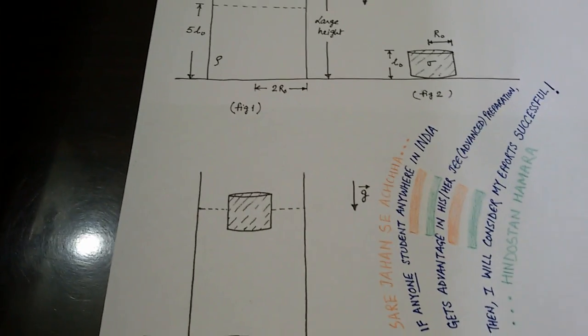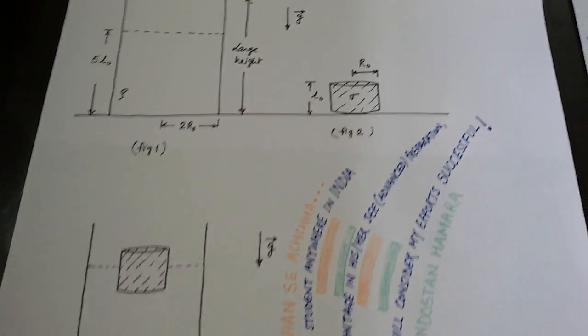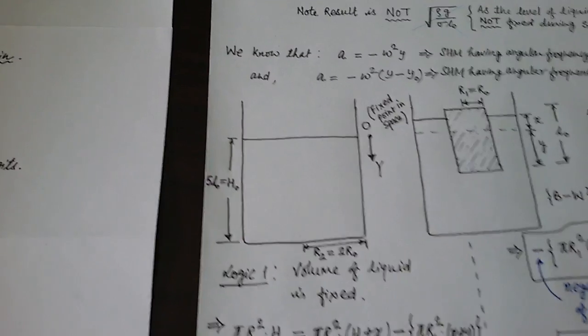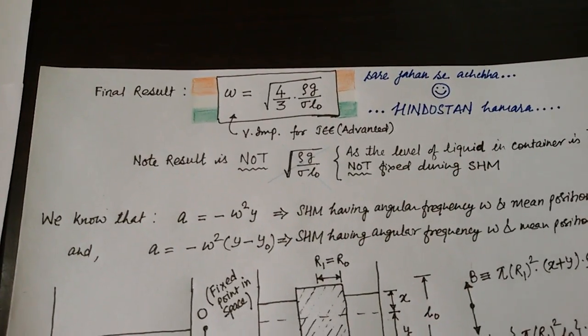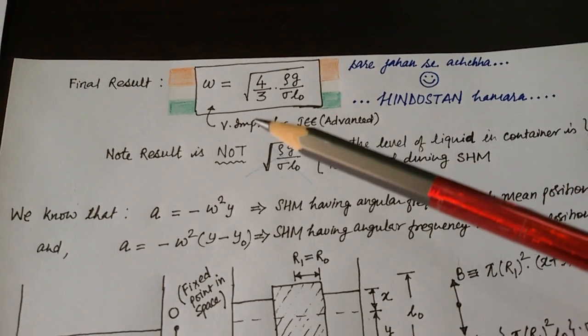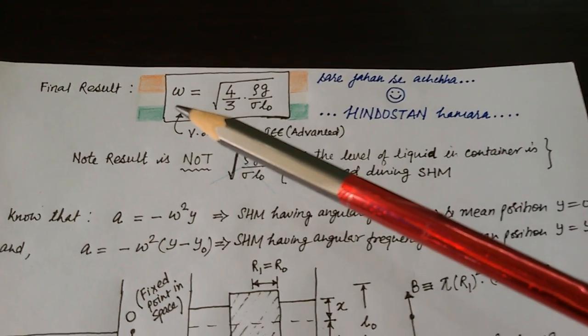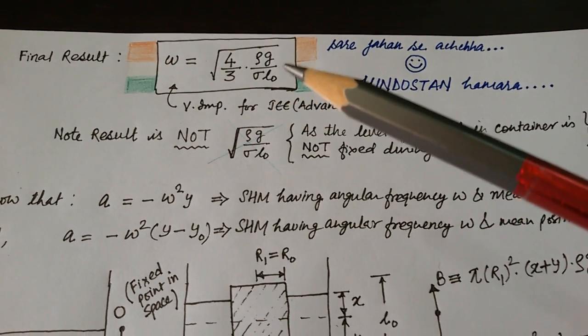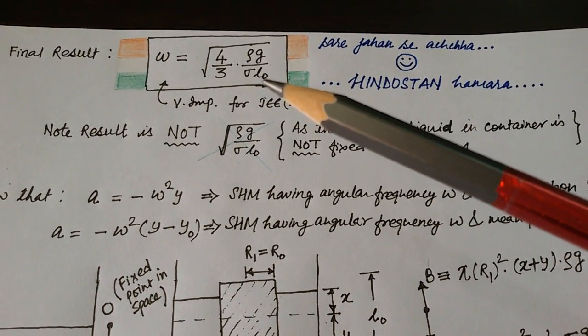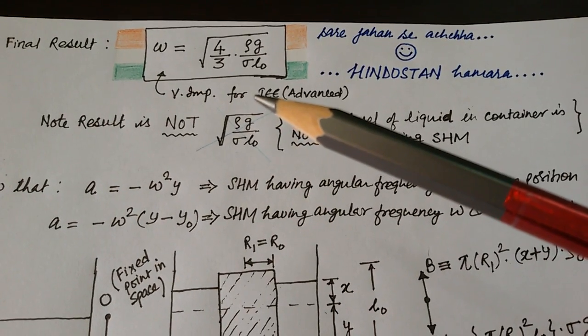First of all, dear students, because you must have attempted the problem, first of all, the final result. Dear students, the final result is omega, the angular frequency, is equal to whole under root 4 by 3 rho g upon sigma L naught. It is very, very important for JEE Advanced.